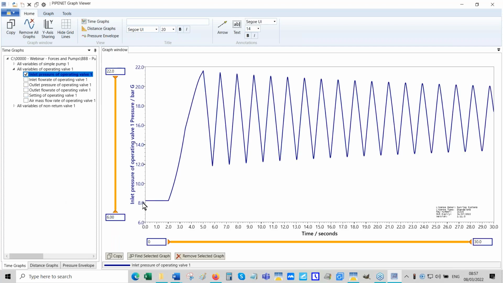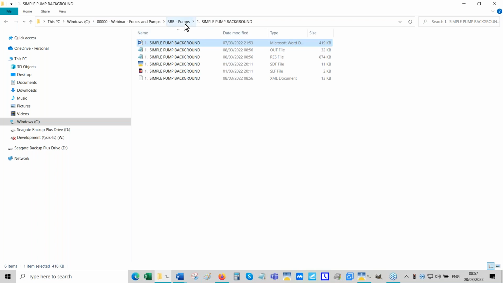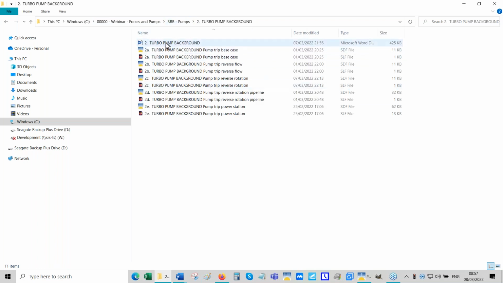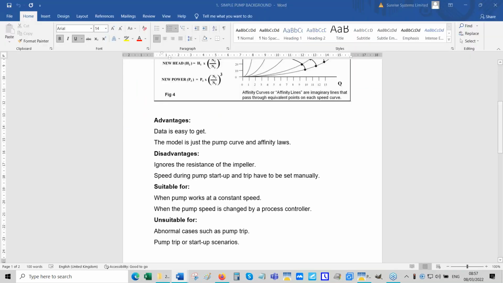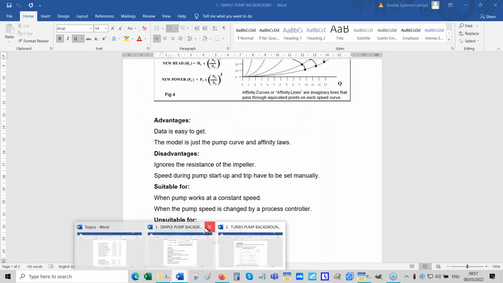See, that's the pressure at the inlet of the operating valve. And this is a very typical graph. So that is a simple pump. Let's go on to the turbo pump. The turbo pump is the most complex built-in pump.